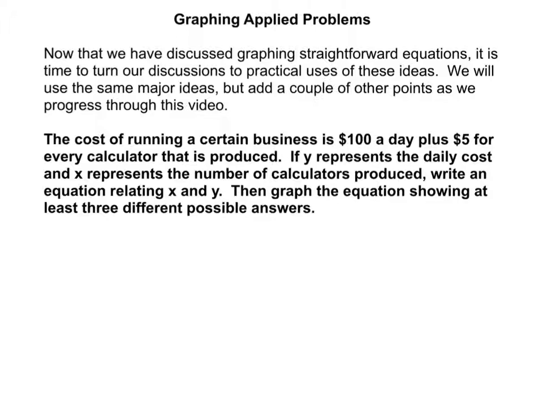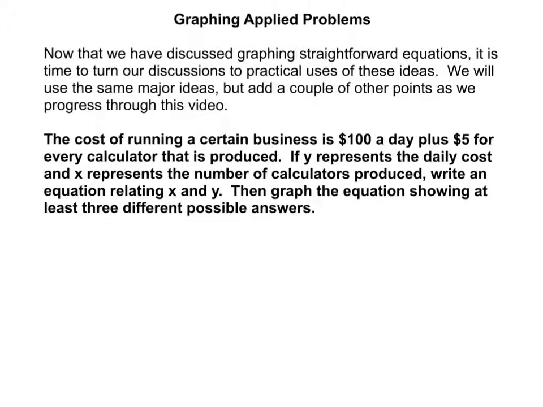The cost of running a certain business is $100 a day plus $5 for every calculator that is produced. If Y represents the daily cost and X represents the number of calculators produced, write an equation relating X and Y. Then, graph the equation, showing at least 3 different possible answers.